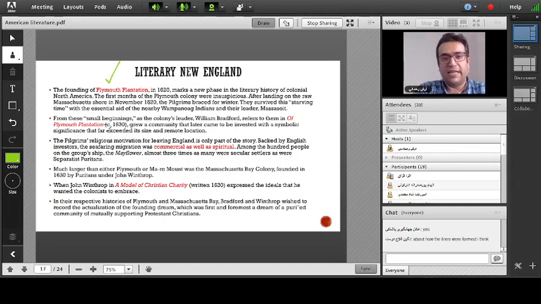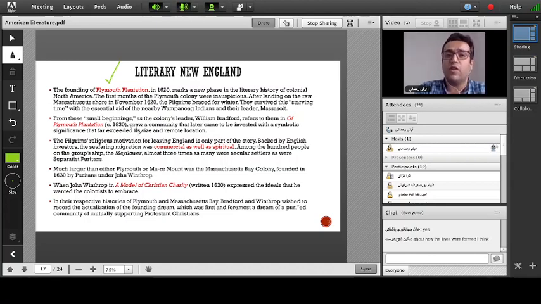So this Plymouth Plantation, which was established in 1620, creates a new age for literature in North America. Now, when those pilgrims and those Puritans came to America, they landed in a place which was called Plymouth. Later on, some of them went to Massachusetts Bay. So they created a community for themselves.